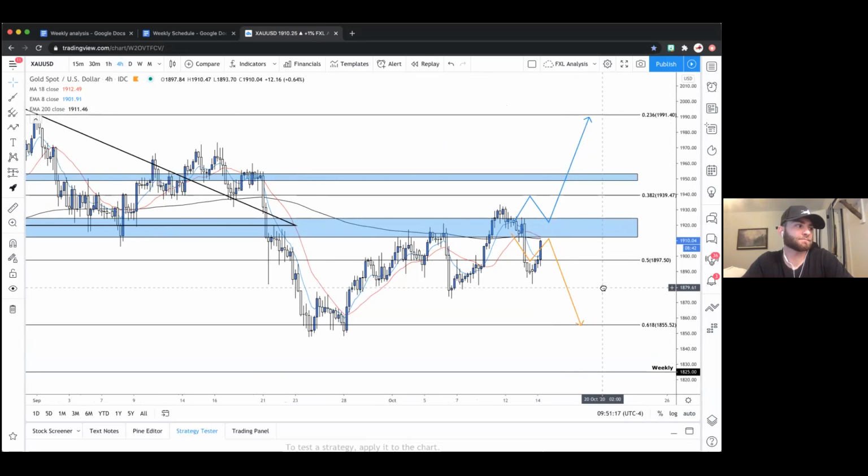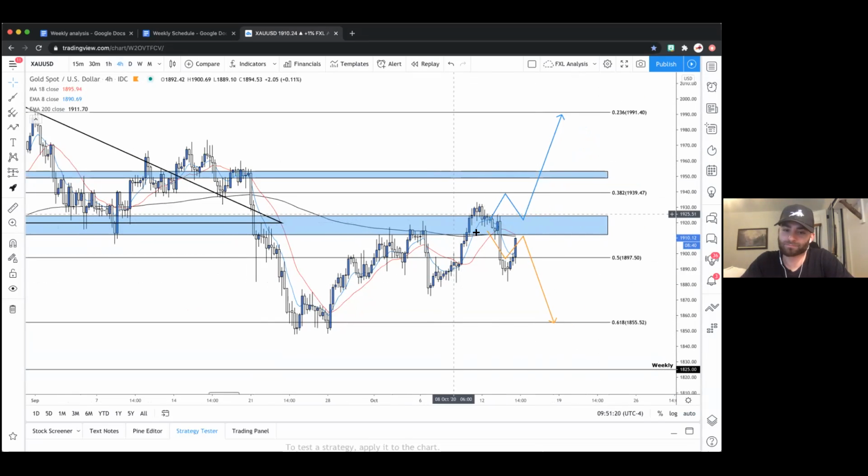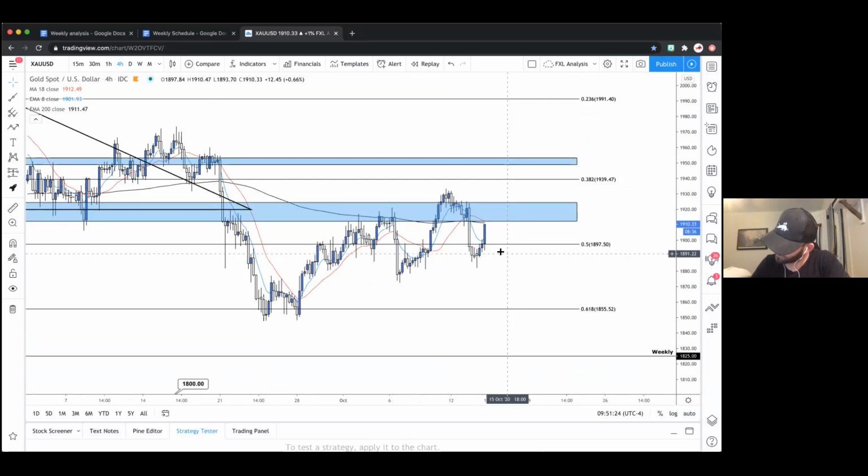All right, so right now we did pull back and test 1920 as resistance. Nothing really came of that. So from here, we're waiting for two things: either a significant break, which we have some good bullish volume stepping into the market now.